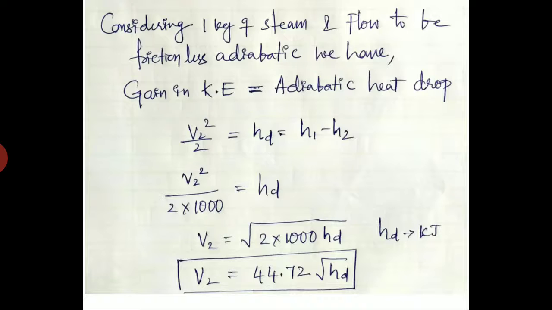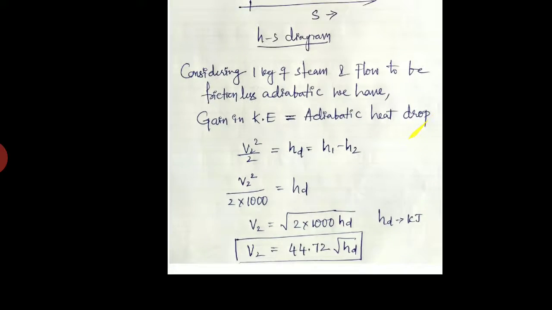Fine. I'll repeat. Here meter per second will be there, here kilojoules per kg is there. The units are not balancing, so to balance the units you have to multiply by 1000 such that it is close enough. Therefore, V2 can be written as root of 2 into 1000 HD, that is V2 is equal to 44.72 root of HD here.